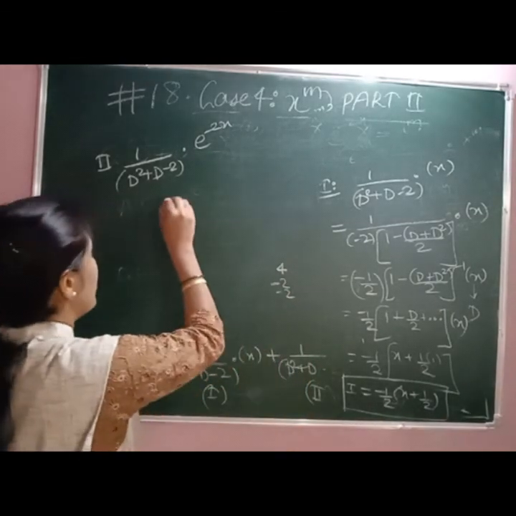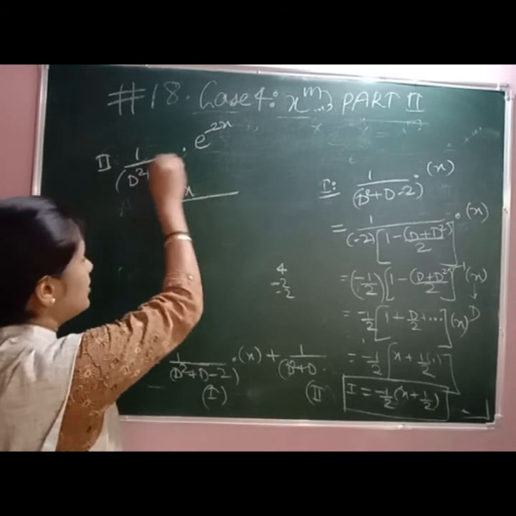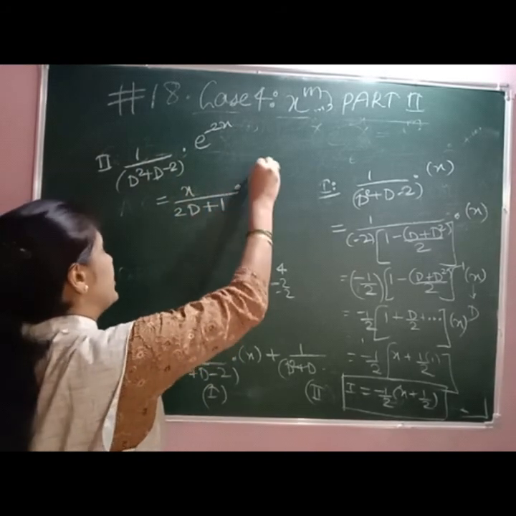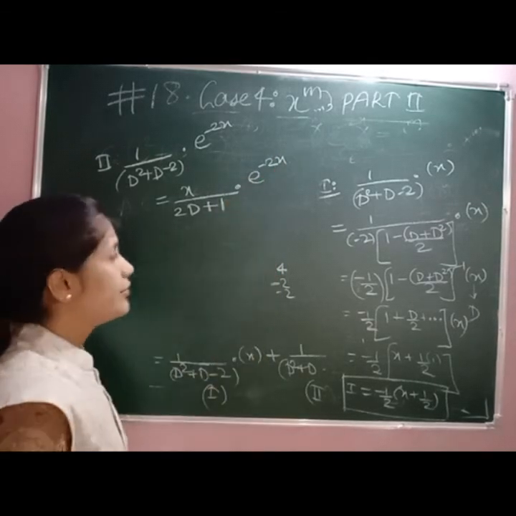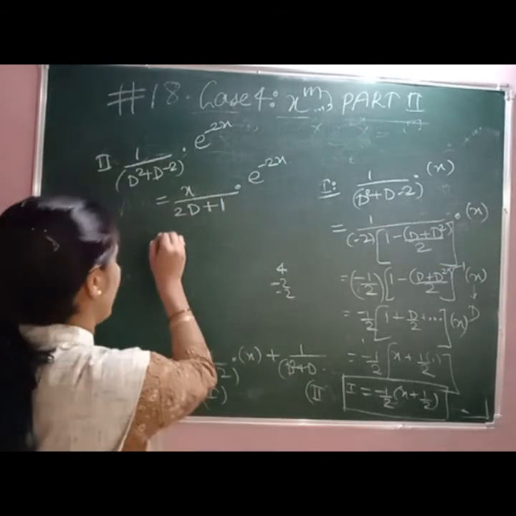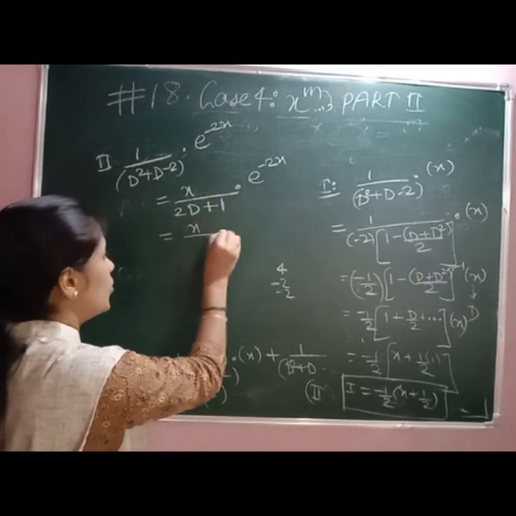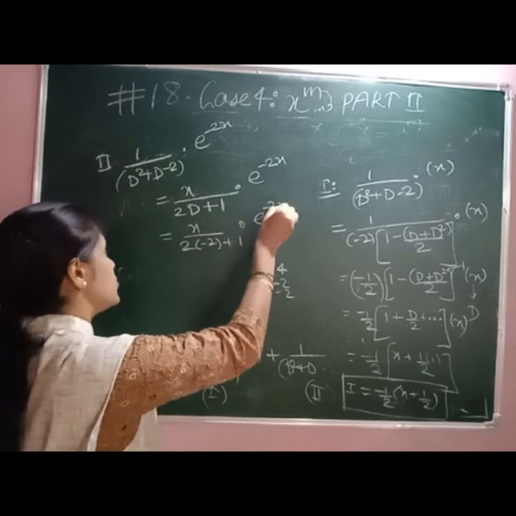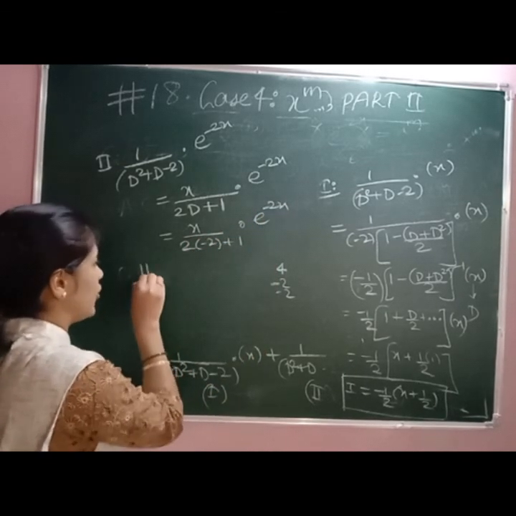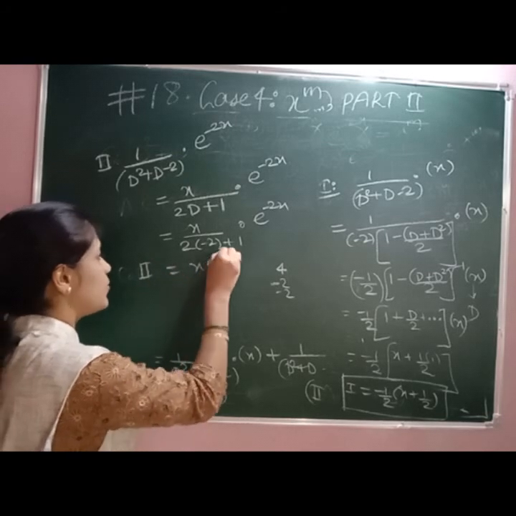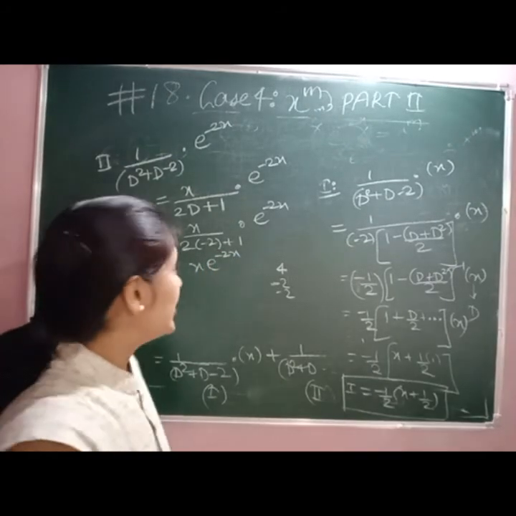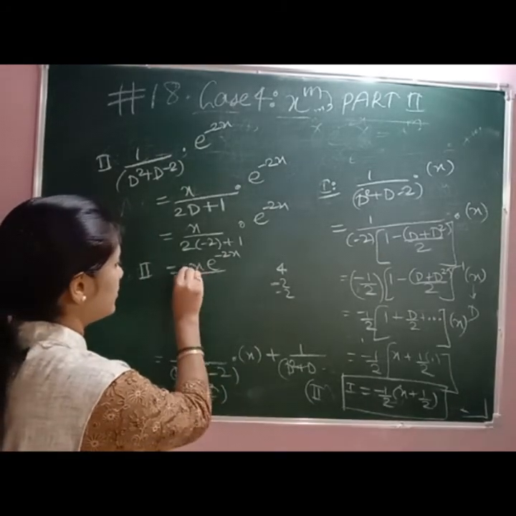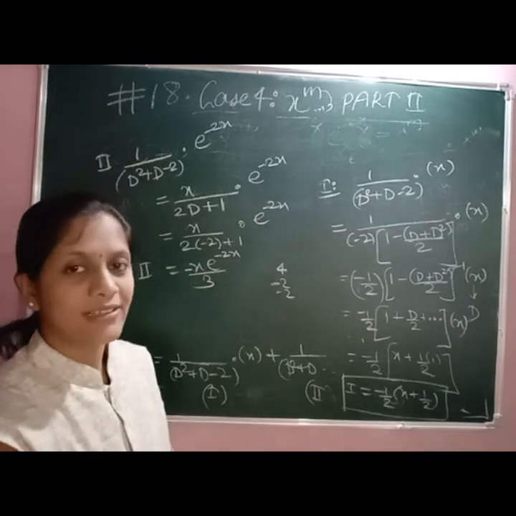So what do we have to do? Multiply the numerator with x and differentiate the denominator: x/(2D + 1) of e^(−2x). Now what answer are we getting? x as it is, over 2 into −2 plus 1, e^(−2x). So the second one we are getting is x e^(−2x) as it is. What is 2 into −2? −4, plus 1, −3. So we can write it this way.